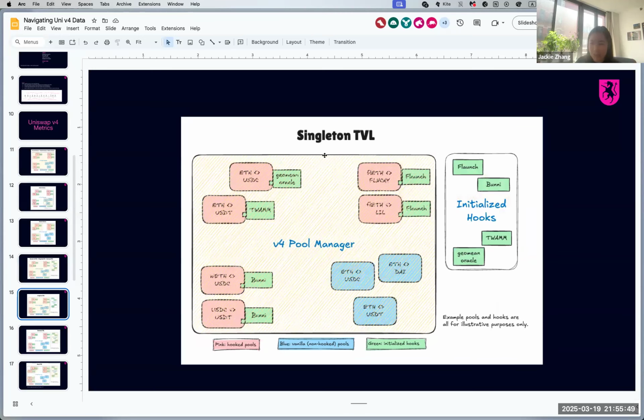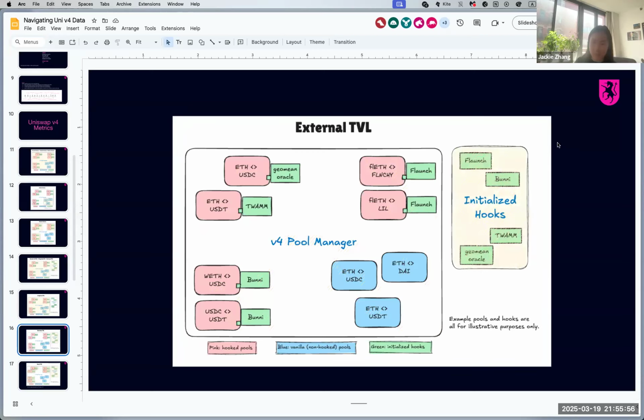Yeah, so the singleton is easy. It's just whatever is sitting on the pool manager contract itself. External is pretty easy too. It's whatever is sitting outside.